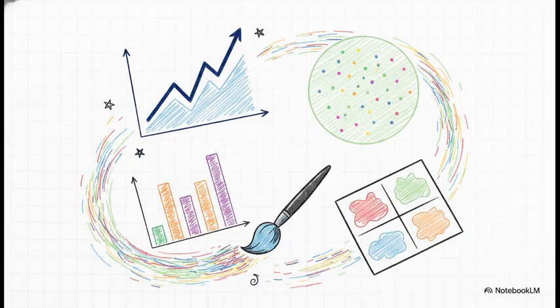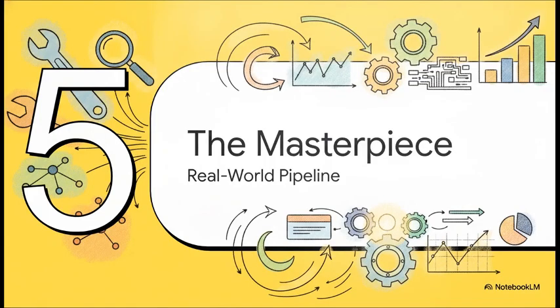You've got line plots for tracking trends, scatter plots to hunt down hidden correlations, histograms for statistical distributions, and you can even combine them all into multi-panel subplots. By interacting with Matplotlib's core figure and axis objects, you are getting absolute pixel-perfect control over how your data is presented to the world. All right, the moment we've been waiting for.